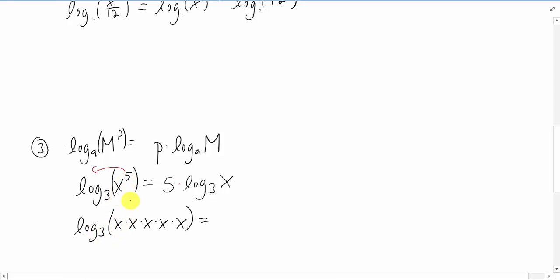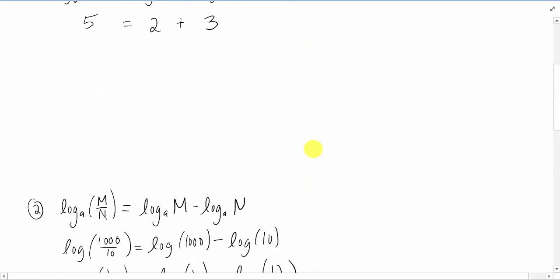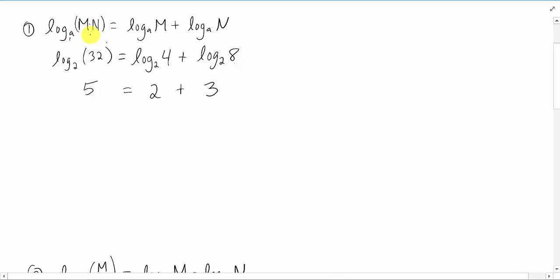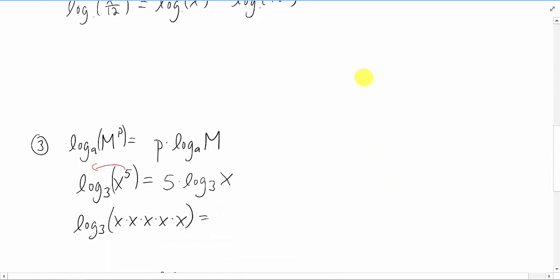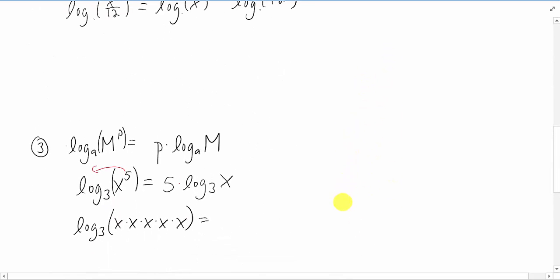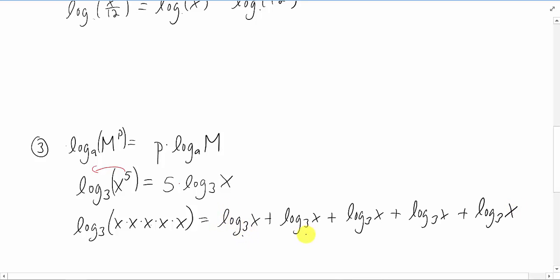If we consider x to the 5th to be x times x times x times x times x, and we consider the very first rule that we learned, that if you have things multiplied inside of a logarithm, you can split them up into the sum of logarithms, then what that means is we could take this example right here, this log base 3 of x times x times x times x times x, and we could split that up into 5 pieces. If we split that up into 5 pieces, what do we have?